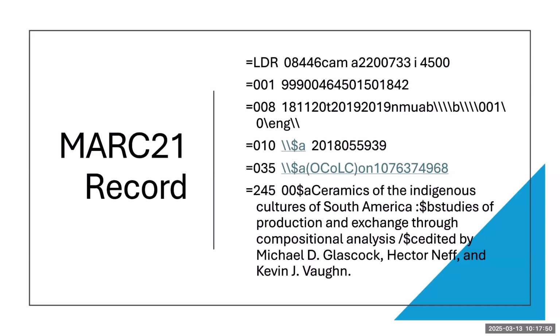Where it gets a little strange, so those are the data fields. And then you also have the control fields, like the very first one, the LDR, which stands for leader. It tells you more about the format of the record and things like that. And this long string that comes after it, starting with 08 for 6 CAM, is divided into bytes.